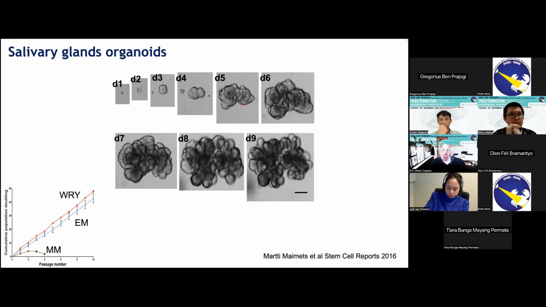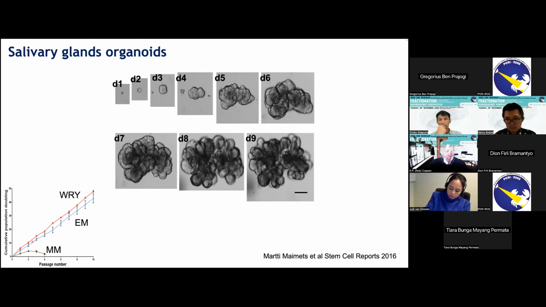So also from tissues, we can now actually grow stem cells as organoids. And I'll show you an example here from my lab where we grow organoids of salivary glands. And you can see here that from a single stem cell, you can actually grow within a couple of days an organ that already looks a little bit like a salivary gland. There's a grape-like structure. You can take these organoids apart again and regrow them, and then grow them endlessly, showing that these stem cells actually can self-renew.